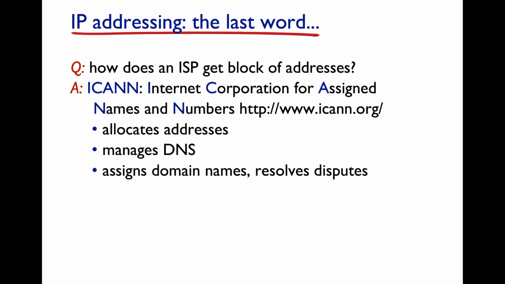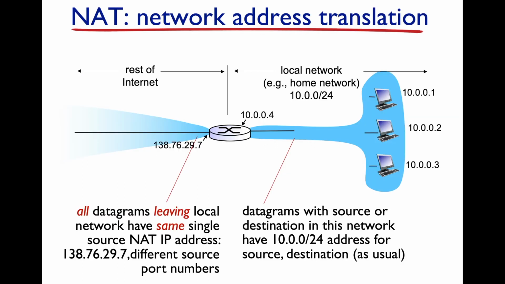All right. So how do you actually get a block of addresses? You go to ICANN, the Internet Corporation for Assigned Names and Numbers, and you allocate the addresses. It manages the DNS, assigns domain names, and also is responsible for resolving disputes. Now, in real terms, it all depends on who has a bigger budget for high-powered lawyers.